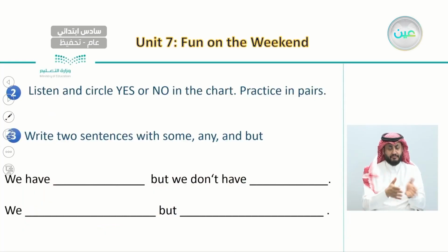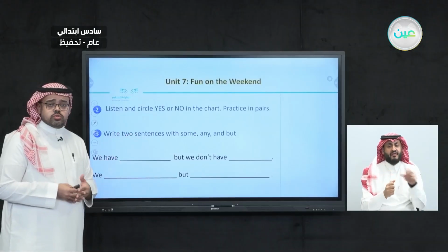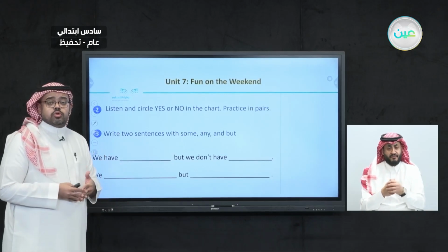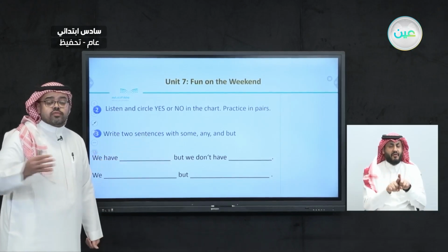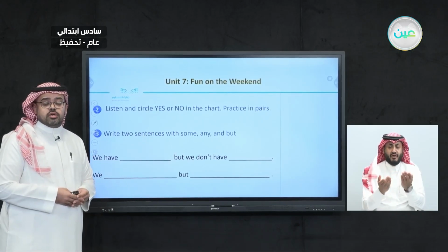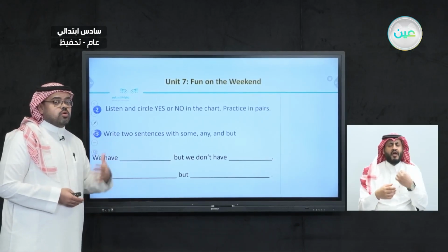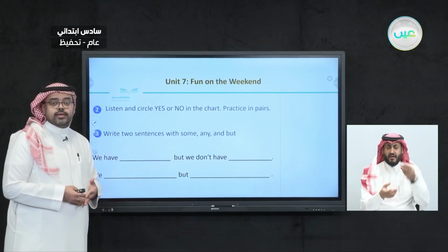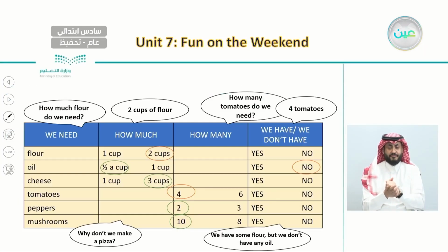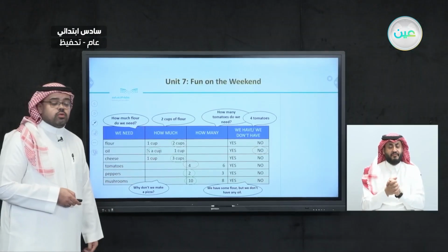Now, let us move on to the second exercise. Here, what I would like you to do is to circle yes or no question as we did before in the chart, and to practice it in pairs. So the same table, I would like you to practice with a friend of yours or a family member or even a classmate. So try to think of any recipe or any food that you would like to make, and write down the ingredients in a table similar to this, and try to practice it often with your partner.